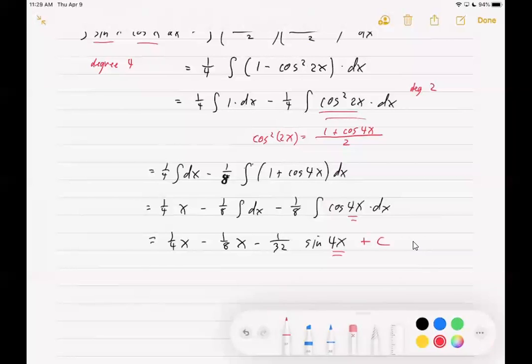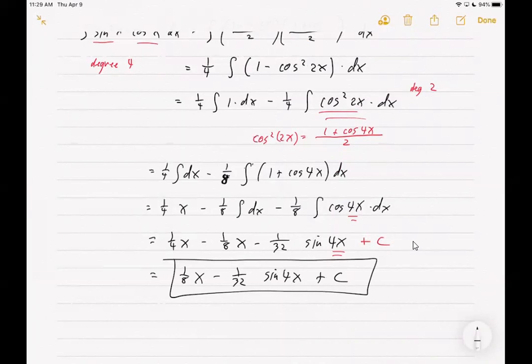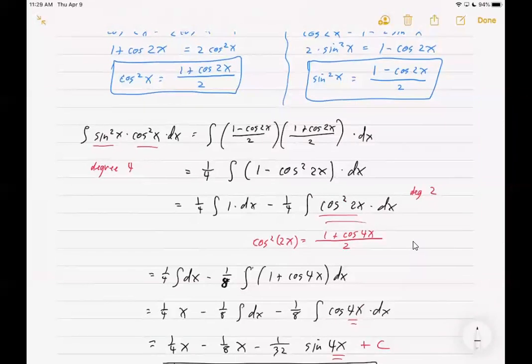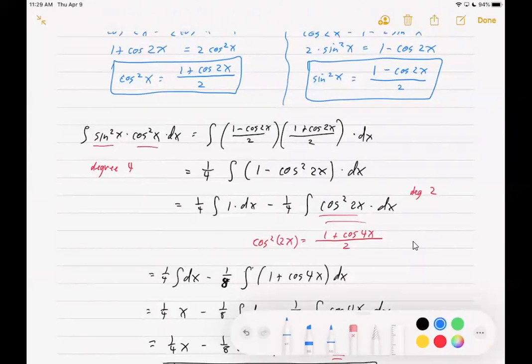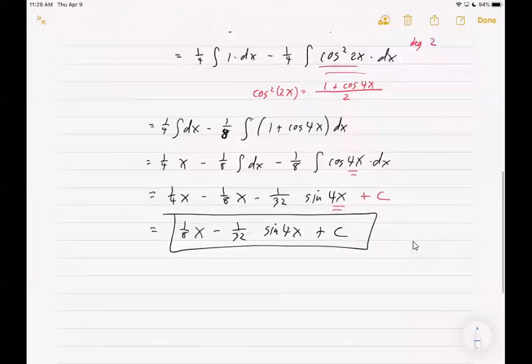And clearly this simplifies. 1/4 x minus 1/8 x is 1/8 of x, minus 1/32 the sine of 4x, plus c. That is the answer. Okay, so you can see that's a lot of work for one problem. We had to use our new trig identities. We used that one once and this one once in the original, and then we turned around and used this one again to go from degree 4 all the way down to our final answer.